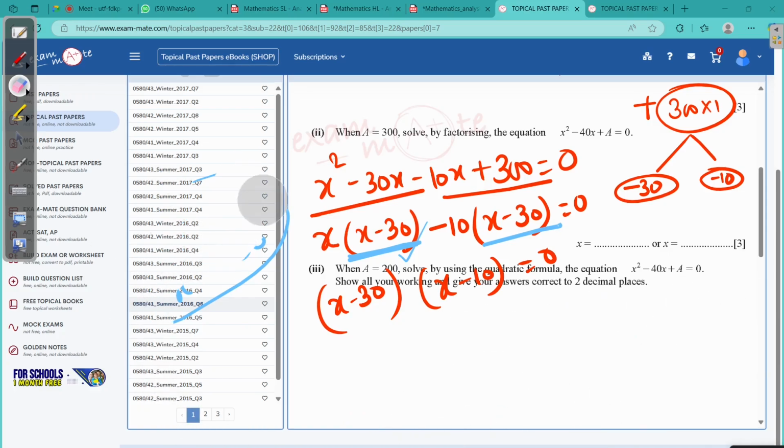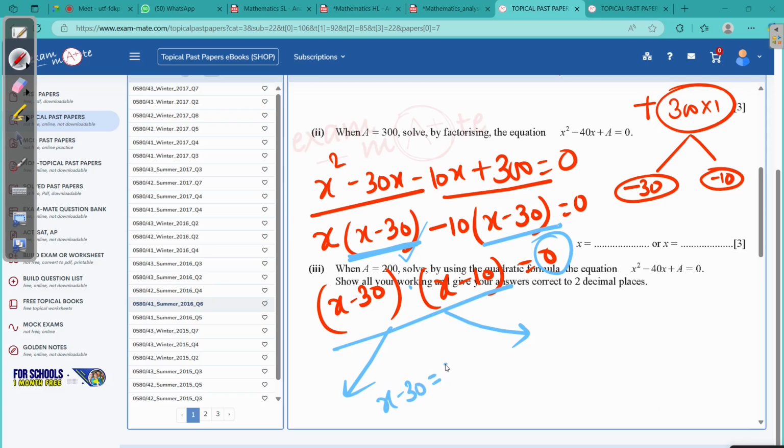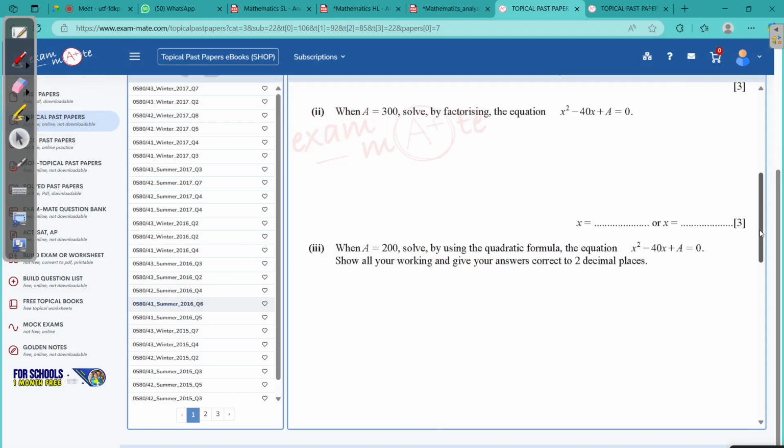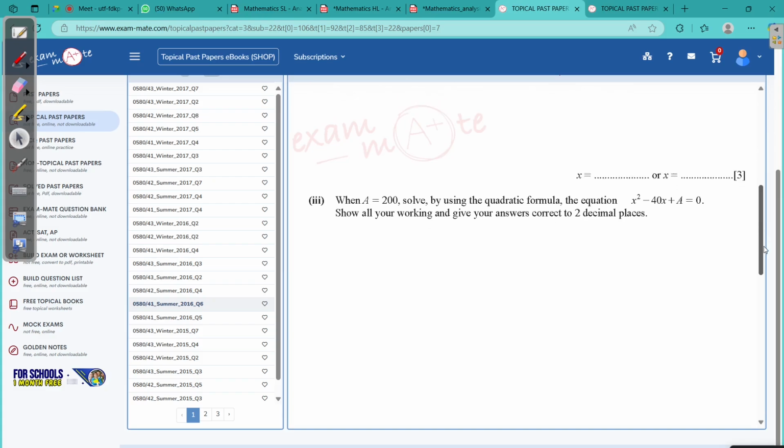Correct. See, this is the concept in mathematics that the product of two numbers will be zero if and only if either one of them is zero or both of them are zero. So if you equate this x minus 30 to zero, you will get x equals 30, and similarly here x minus 10 is equal to zero, so you will get x equals 10. Are you getting this? So its answer should be x equals 30 or x equals 10. Any doubt? No doubt. Very good. So please see this third bit.